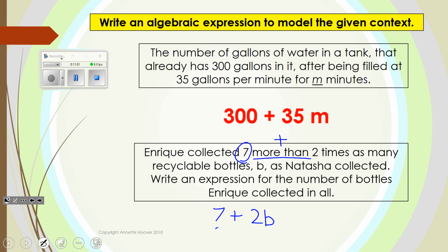Now with the commutative property, you can write 7 plus 2b, or you could write 2b plus 7. They are both correct and will result in the same answer. So today we're just working with algebraic expressions and their meaning and how to write them.